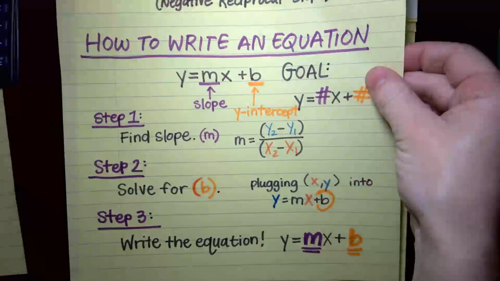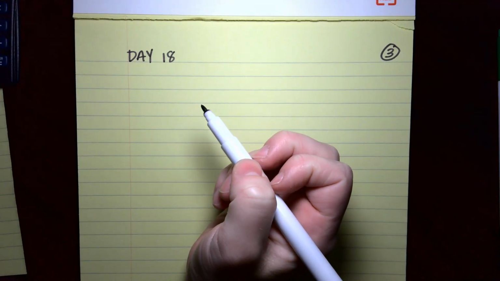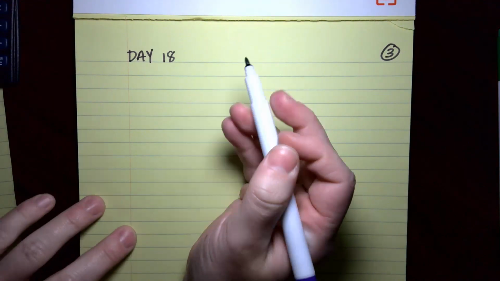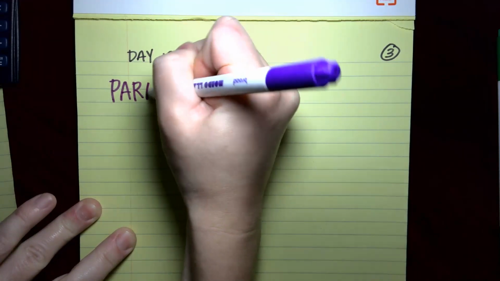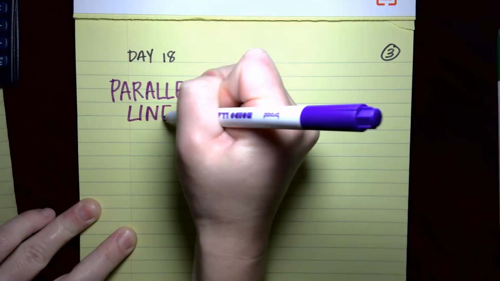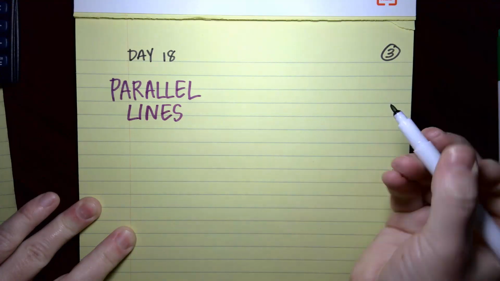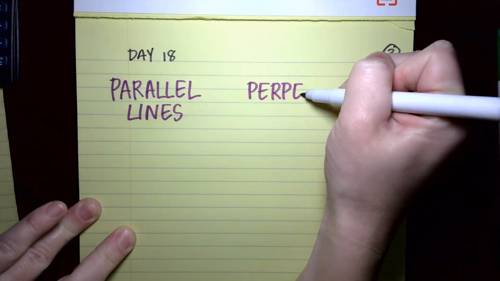So we just reviewed those steps for how to write an equation. So we're going to go on to the next thing, which is reviewing parallel lines. So what I'm going to do here is I'm going to have you guys kind of create a guide along with me that's going to help us to remember the difference between parallel and perpendicular lines. So we're going to make 2 columns. In the first one, I'm going to put parallel lines. And in the second, I'm going to put perpendicular lines.